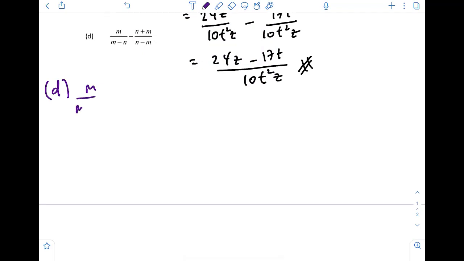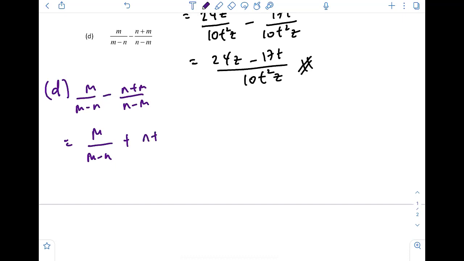m over m minus n plus m over n minus m. Now m minus n over here is the opposite, n minus m. So we need to make it the same. So when we change it to m minus n, the only thing you need to do is change this minus to a plus. Just reverse the sign.